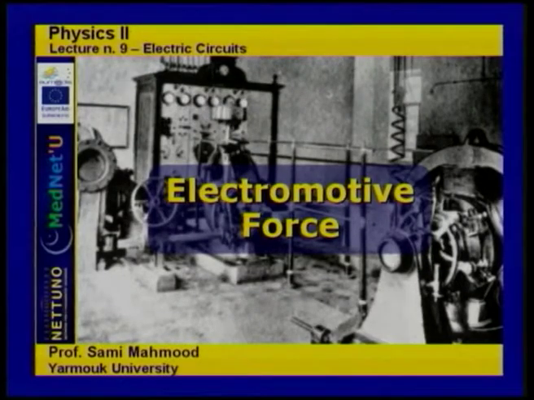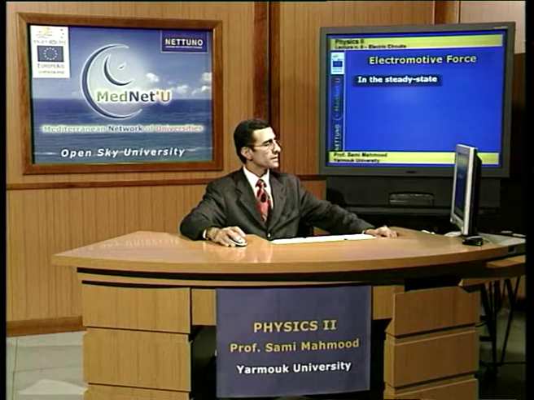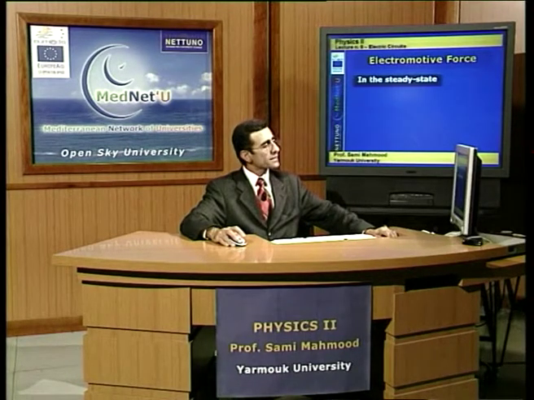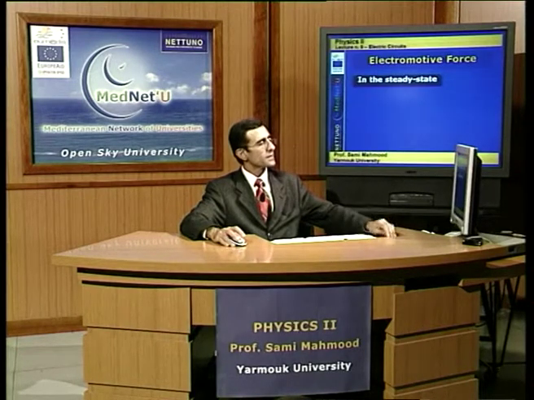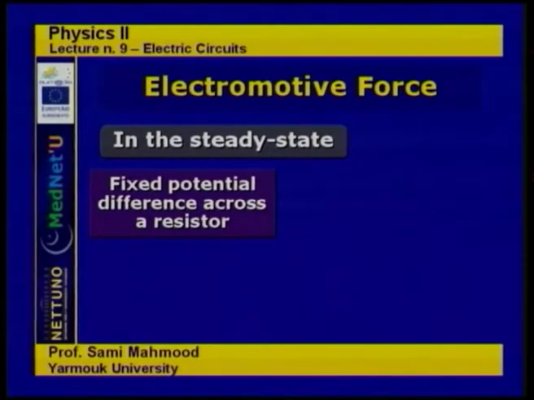Now, at the beginning of this circuit analysis, we have to touch on a very important concept, which is the electromotive force. This is so important in circuits that it deserves to be discussed in a little detail. In the steady state, where current is constant in a circuit, if we can maintain a fixed potential difference across a resistor, this fixed potential difference will result in the flow of a steady constant current across the resistor.